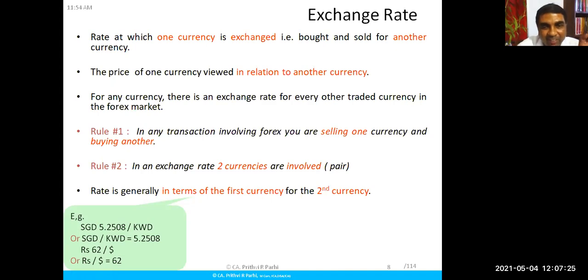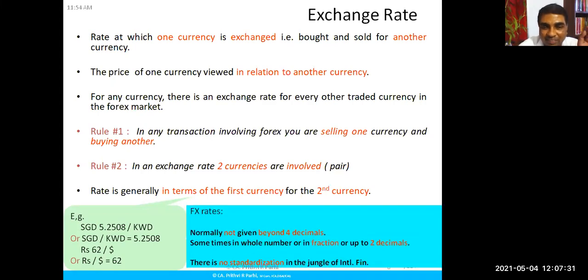Right? So rate is generally expressed in terms of first currency for the second currency. And a few other points you have to remember. Normally, rates are not given beyond 4 decimals. So after the decimal, you see 4 digits are there, like 0.2508. Rates are not given beyond 4 decimals. Sometimes it is given in whole terms, or sometimes in fractions.